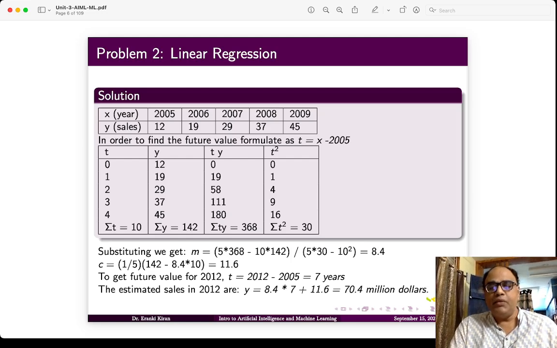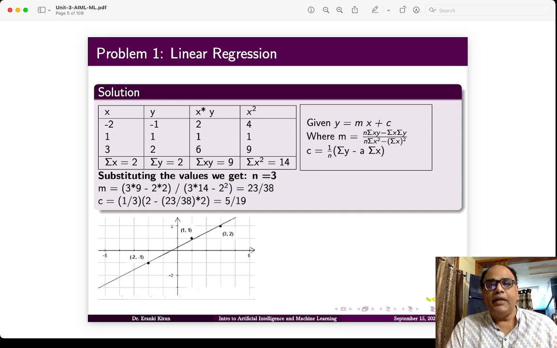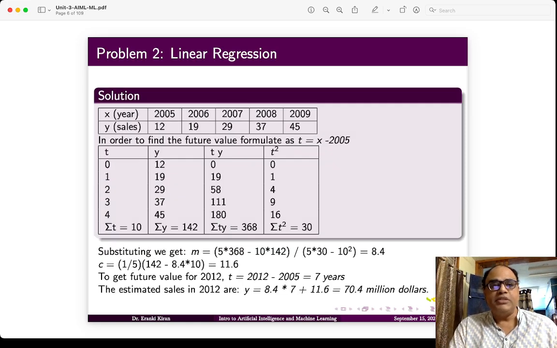That is, m is equal to n of summation xy minus summation x into summation y, by n into summation of x square minus summation x square, where c is equal to 1 by n summation of y minus a times summation x. So once we substitute these values into the m and c equations, we get to the future value for 2012.